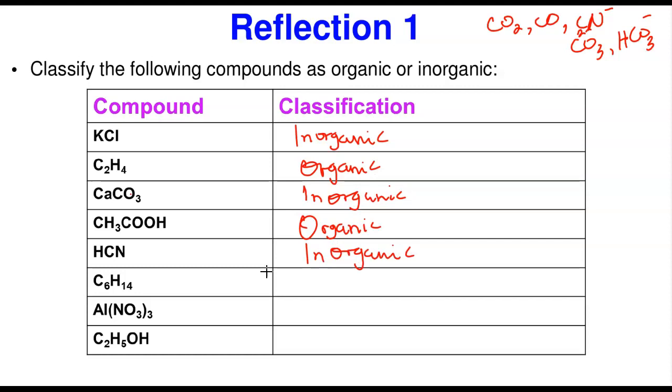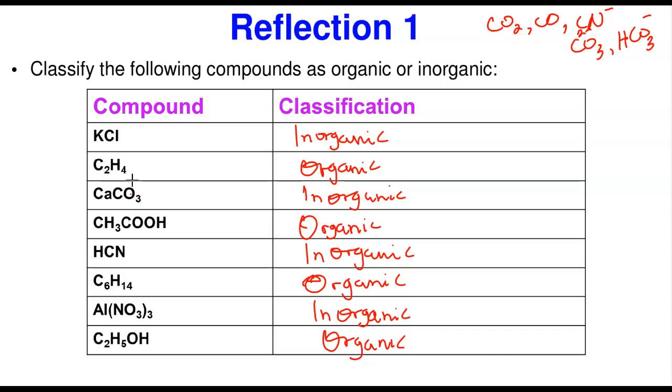What about the next one, C6H14? We don't have any of these exceptions. Therefore, this is organic. What about aluminum nitrate? Aluminum nitrate has no carbon, so automatically this is inorganic. And last but not least, we have carbon here and we don't have any of the exceptions. Therefore, this is an organic compound.